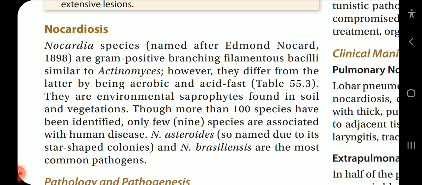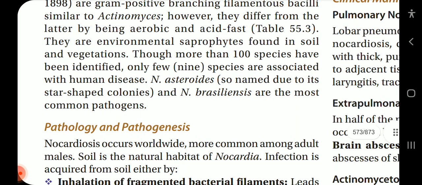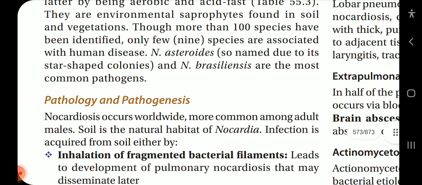Now coming to nocardiosis. Nocardia species, named after Edmond Nocard in 1888, are gram-positive branching filamentous bacilli similar to actinomyces. However, they differ from the latter by being aerobic and partially acid-fast. They are environmental saprophytes found in soil and vegetation. Though more than 100 species have been identified, only few, about 9 species, are associated with human disease. Nocardia asteroides, so named due to its star-shaped colonies, and Nocardia brasiliensis are the most common pathogens.